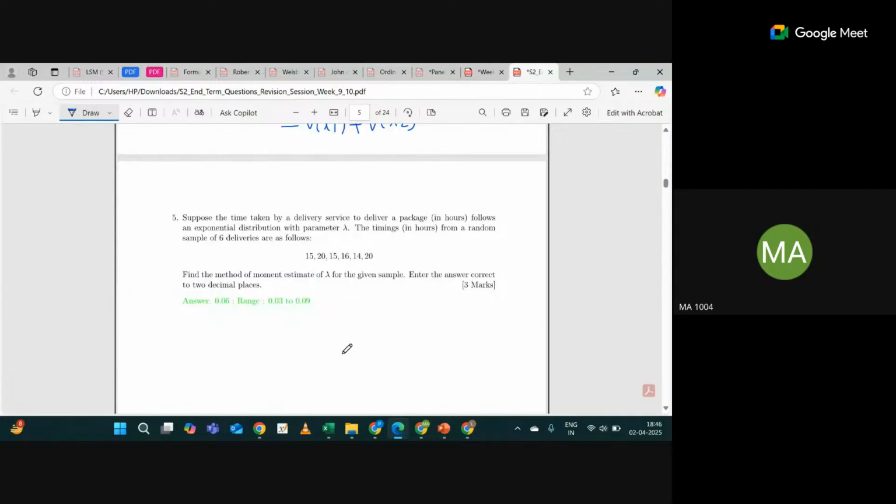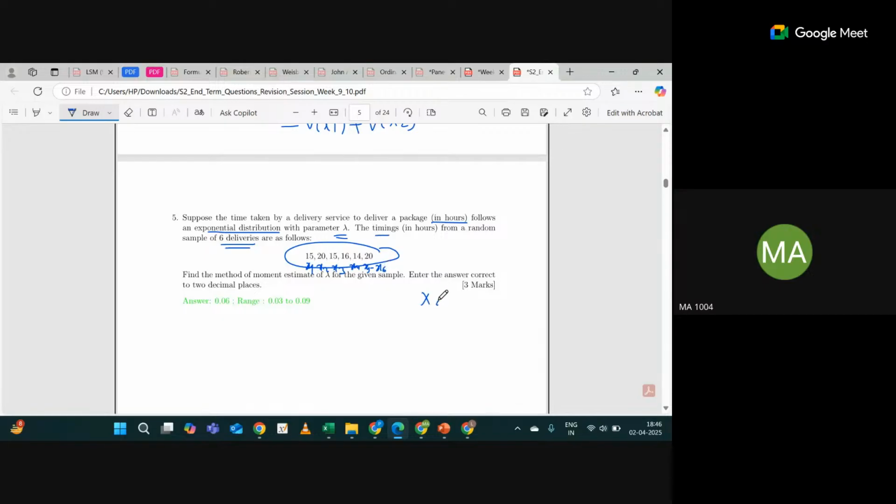So this is one of the questions which was asked in one of the previous terms. Suppose the time taken by a delivery service to deliver a package in hours follows an exponential distribution with parameter lambda. The timings in hours from a random sample of 6 deliveries are given to you. Find the method of moments estimate of lambda for the given sample. So it is asking for the method of moments estimator of lambda. First of all, this is your x1, x2, x3, x4, x5, and x6. Yes or no?